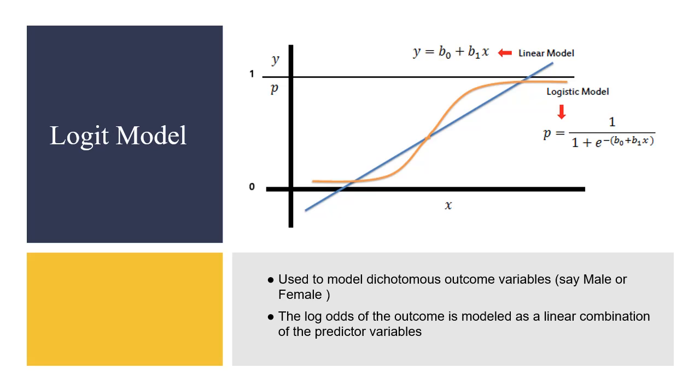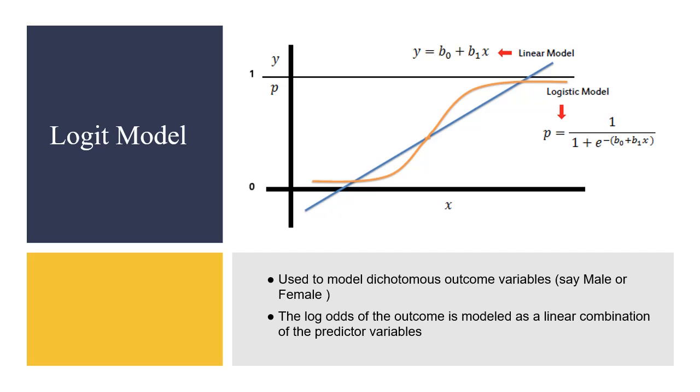In the logistic model, instead of equating beta naught plus beta 1 X to Y, we equate this beta naught plus beta 1 X to the log odds of the Y. What is this log odds of the Y? That's what we will find out in the next slide. Before that, let us have a look at the chart.